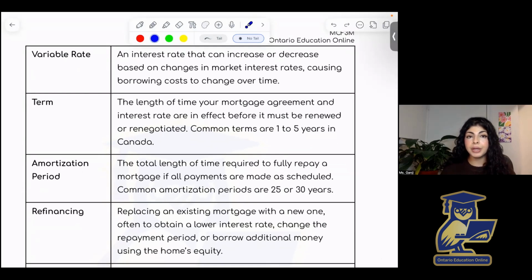Now, amortization period is the total time period in which you're paying the mortgage. So, for example, common amortization periods are 25 to 30 years. The expectation is that by 25 to 30 years, you have paid the mortgage off fully. That's if you're making all the payments on time.